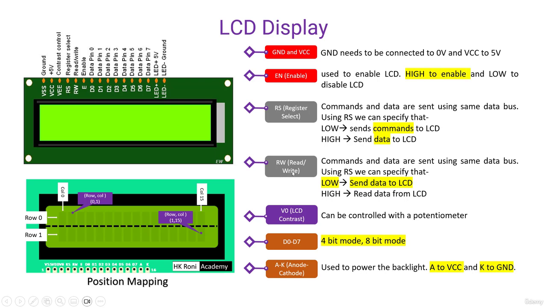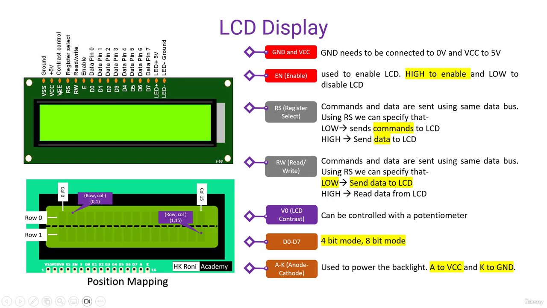Now we have the RW pin. RW stands for read or write. We need to keep it low for sending data to the LCD and high to read data from the LCD. Then we have V0, that is the LCD contrast pin. Here we can see VEE. This is the same as V0.